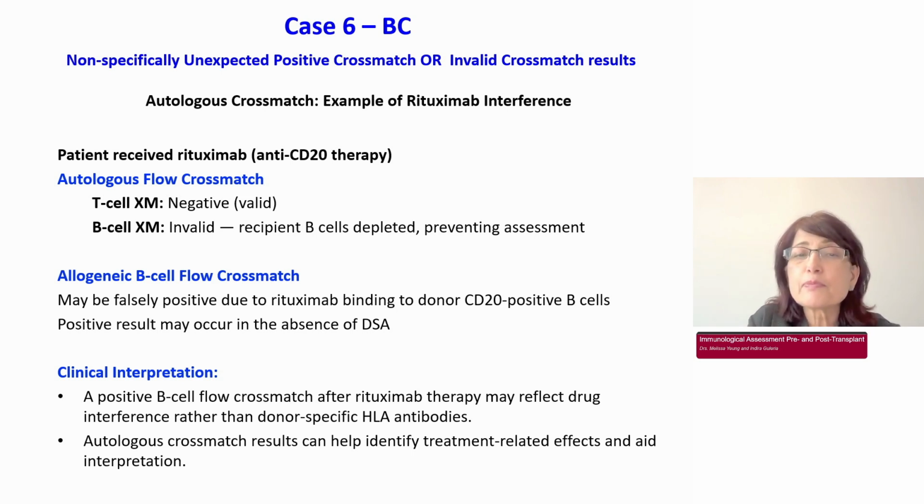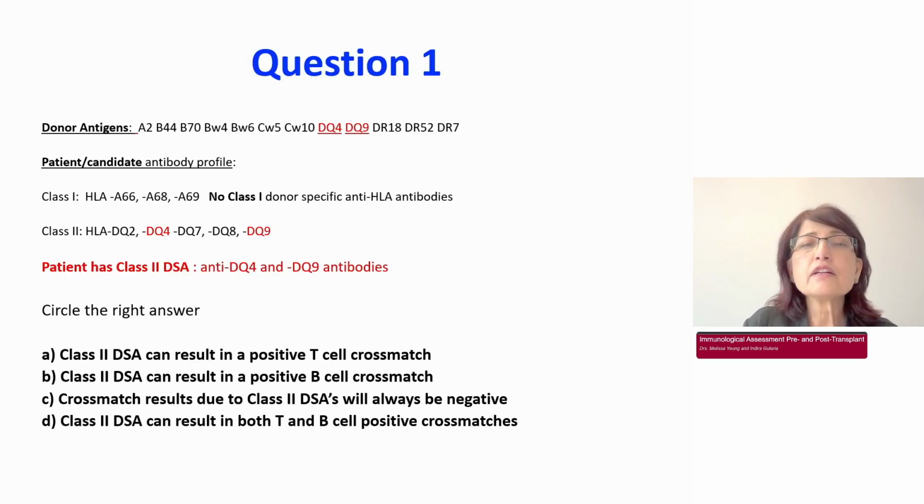As I mentioned, if the B cells are depleted, sometimes you need to know whether rituximab is in your system, and without doing any ELISA, your B cells can tell you that they're depleted, and your highly invalid assay can tell you. So now we're moving to the questions.